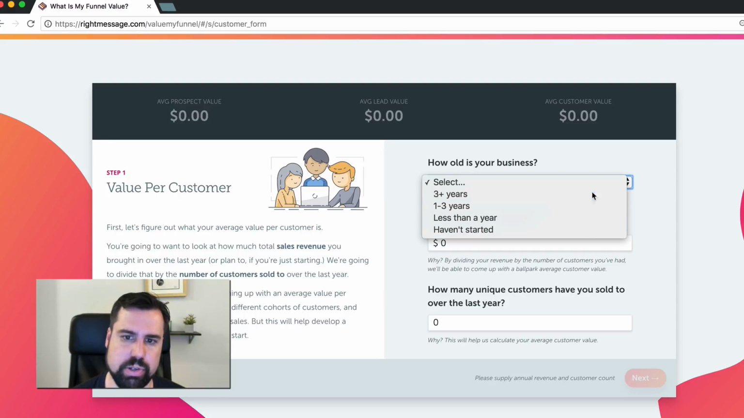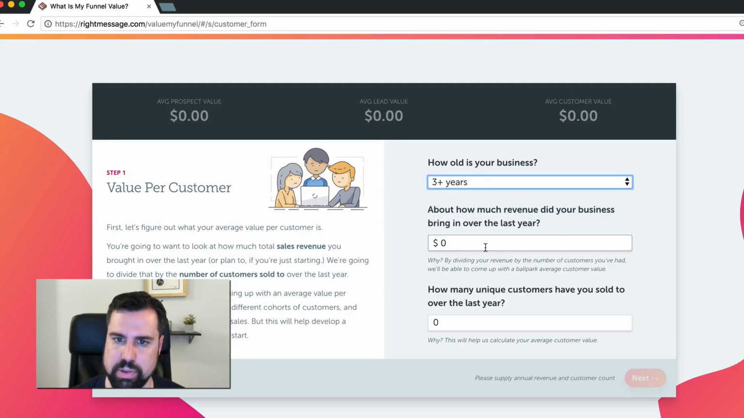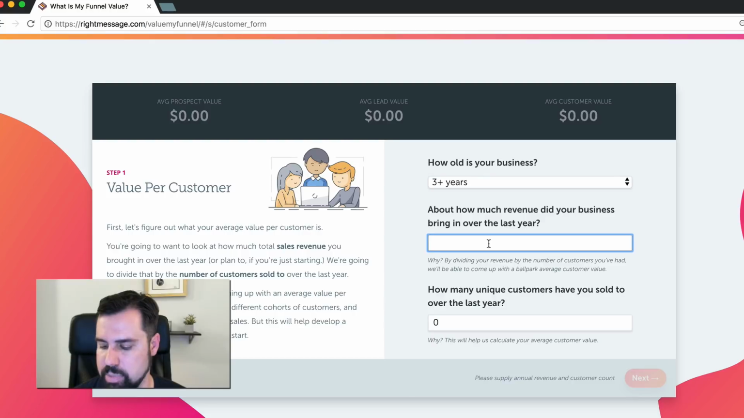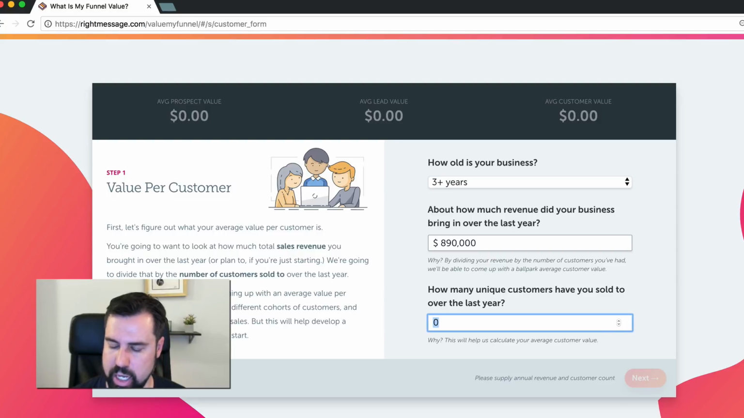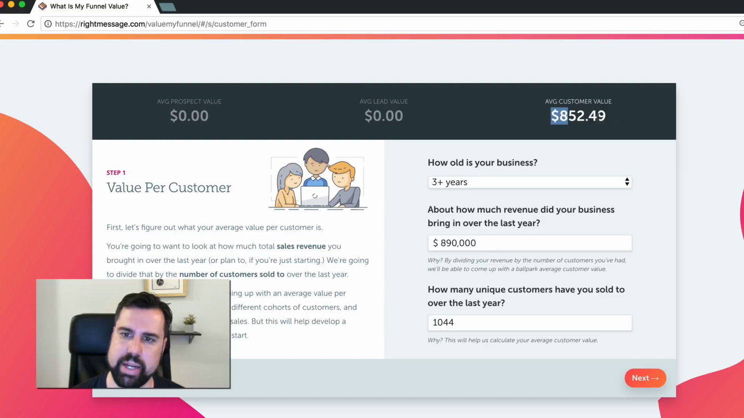So you choose the age of your business. So in this case, 3 years. I'm gonna use my other business, W Freelancing, as an example here. Last year's revenue, and then how many people I sold to over the last year. I think it was 1,044. That gives me just a ballpark kind of customer value. That's not by any means scientific. It doesn't take into account people who have bought multiple times over the last few years, but it's just an approximation.